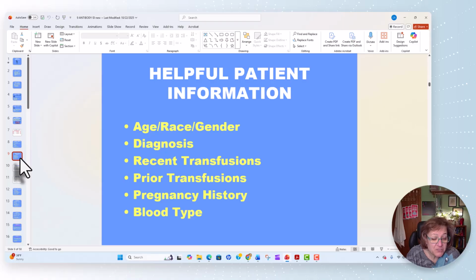Any recent transfusions? They get a couple units of O negative blood in the emergency room, and it could just make things a little messy. Prior transfusions, what is their transfusion history in the past? How many times have they been pregnant? And what is their blood type? Of course, we're going to do that anyway, but we need to know.